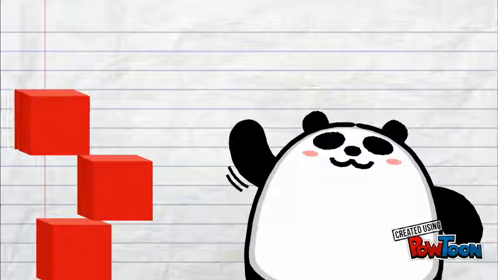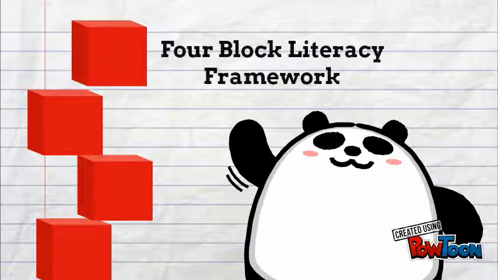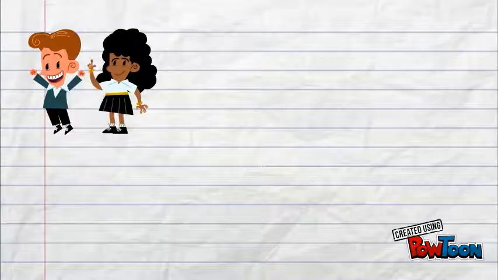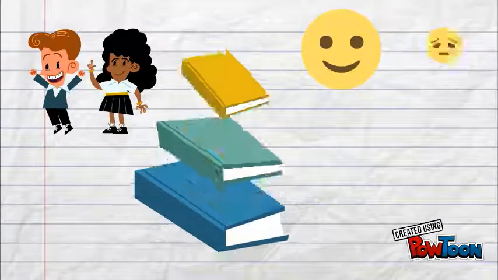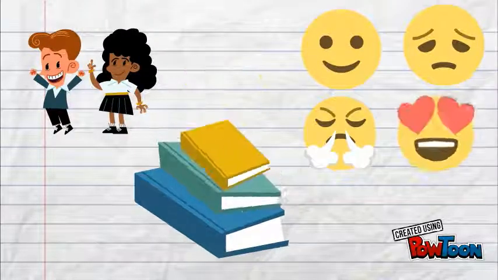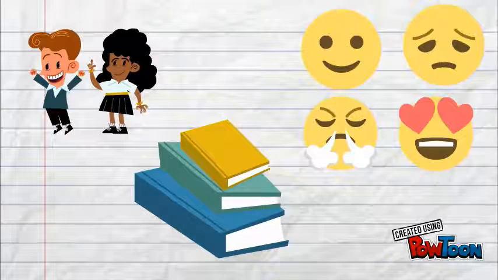Another evidence-based strategy I'll be discussing today is using the 4-block literacy framework in your classroom. The 4-block literacy framework understands that children are different in the way that they learn, so several different approaches are incorporated daily into reading and writing instruction. Children enter our classes with varying language and literacy levels, and children have different personalities and needs.